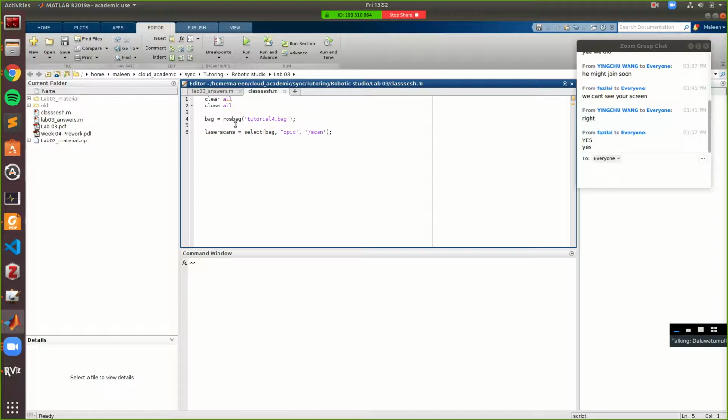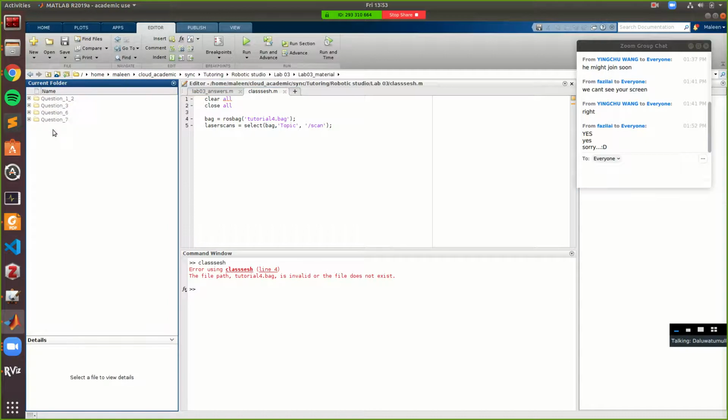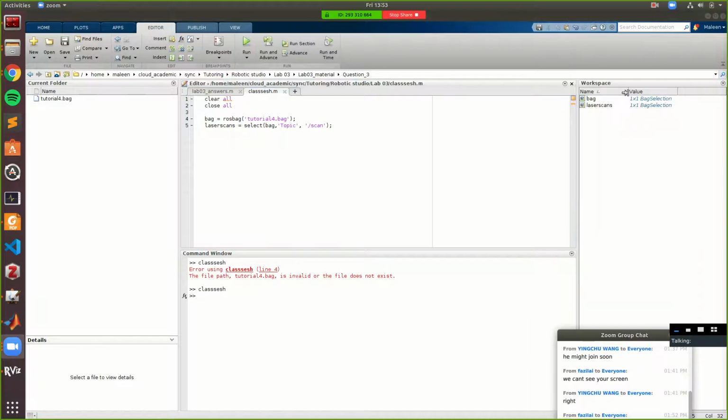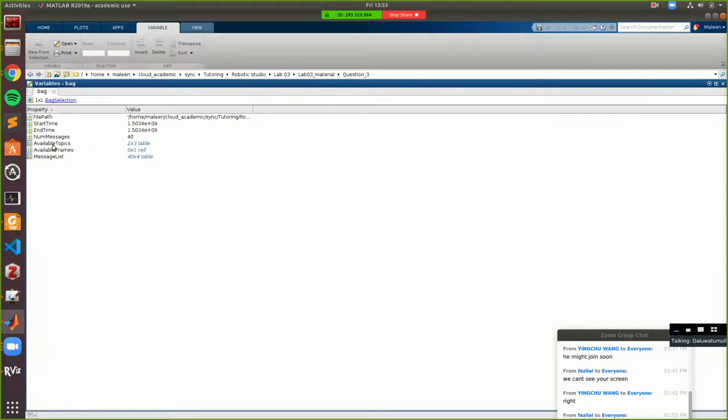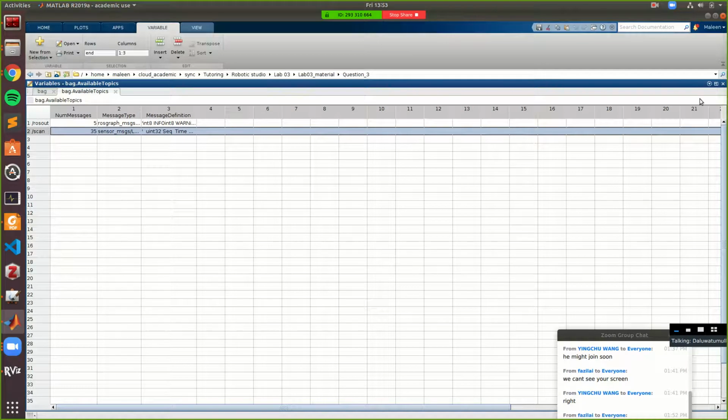Okay, so basically the first couple of commands are pretty much the same. You say ROS bag, you load the ROS bag, and then you select the topic that you want to select. So if I run this, okay, sorry, I need to give the path to the ROS bag. It's here, cool. So if I run this, you can see that this ROS bag has a couple of topics. The available topics are scan and ROS out. So scan is what we want to look at.